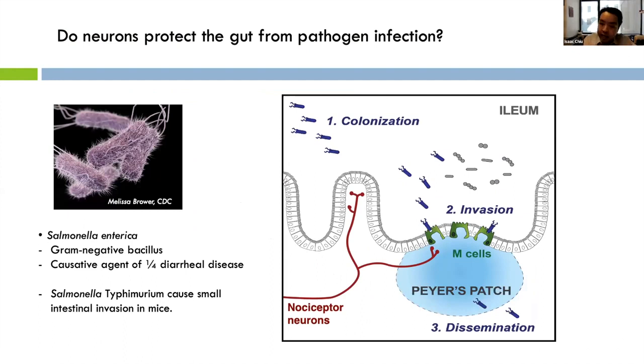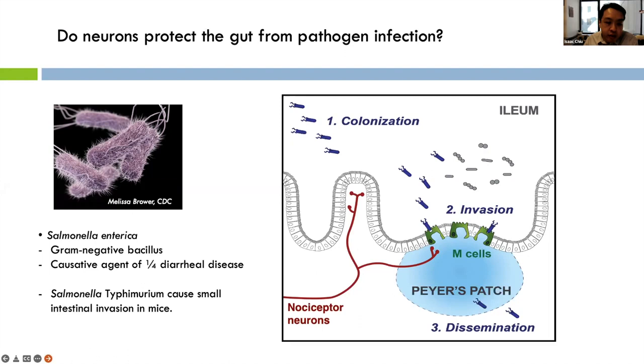We wanted to ask this question specifically looking at salmonella, which is one of the main human gram-negative bacterial pathogens. It invades the small intestine, the ileum, via Peyer's patch epithelial cells called M cells, and then salmonella gets out of the gut into the bloodstream and disseminates from the tissues. So we wanted to know, do nociceptors regulate this process?